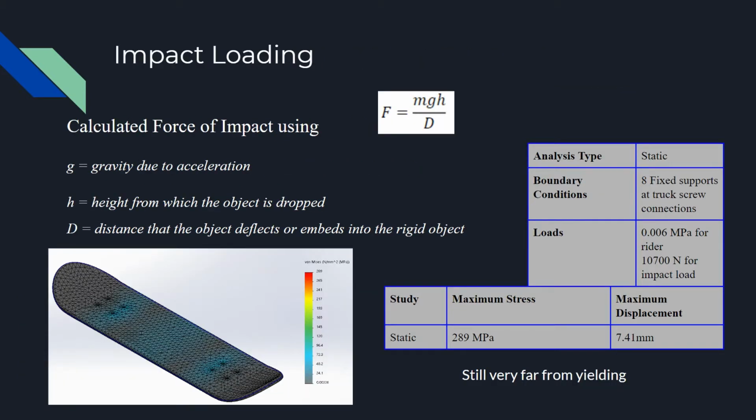Impact loading was simulated by calculating the force exerted by a 0.5 meter drop with a deflection of 0.4 millimeters. This resulted in an additional impact load of 10,700 newtons, and the maximum stress reached 289 megapascals at the fixtures, with a maximum displacement of 7.41 millimeters in the middle of the board. The deck is still far from yielding.